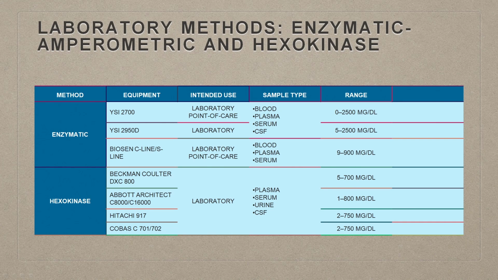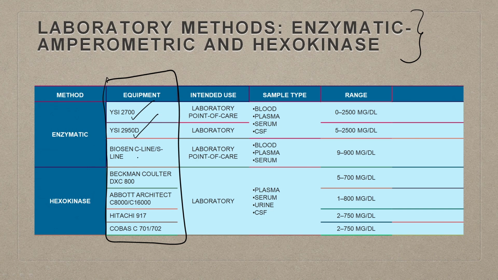Now, if we look at the laboratory methods, what we have discussed, some of them: enzymatic amperometric method and hexokinase method. Hexokinase I haven't discussed, whereas enzymatic amperometric method I have already discussed, but I will briefly go through it. And some of the equipment which is in the market for your general knowledge: YSI 2700, YSI, this is from the same company, Biosense C, line S. Then you have the Beckman Coulter, this is hexokinase, Abbott Architect from Abbott Labs, Hitachi and Cobas, and the intended use is laboratory and point of care. So, this is how you have to classify.